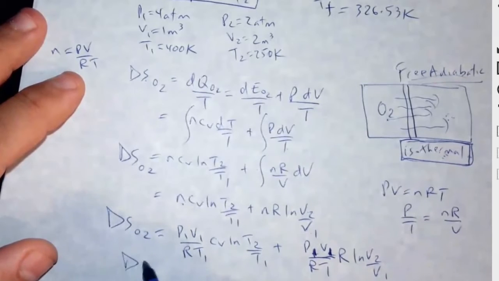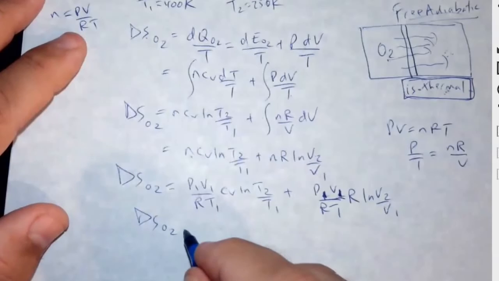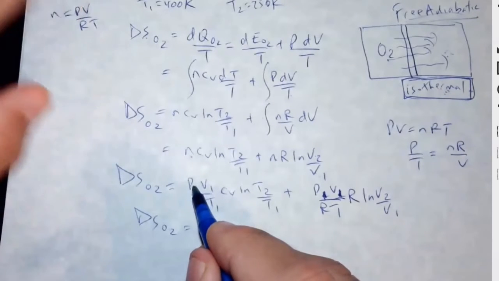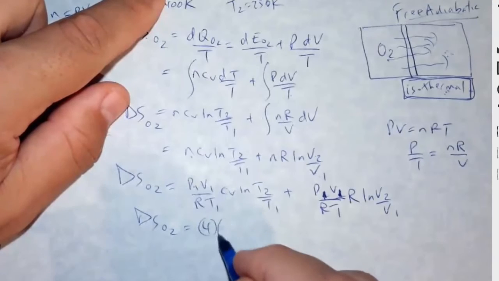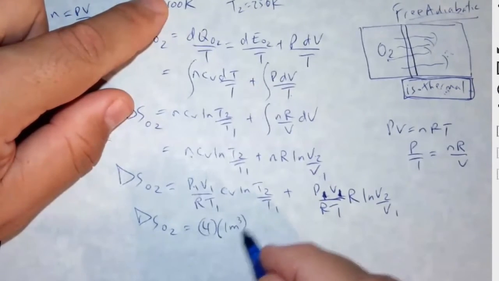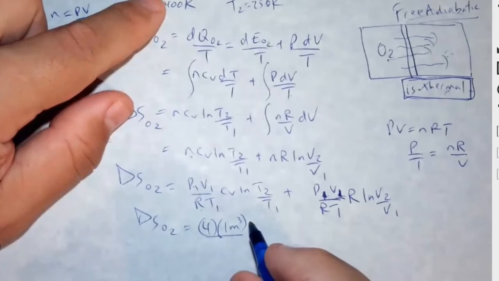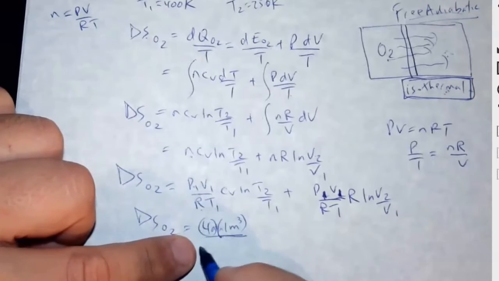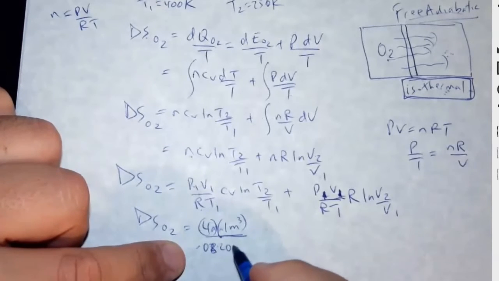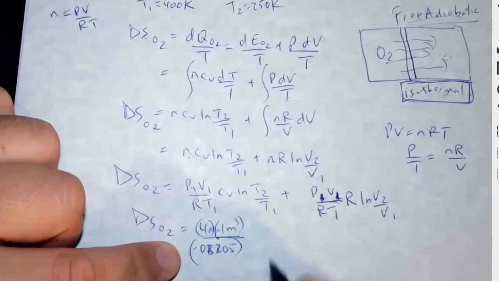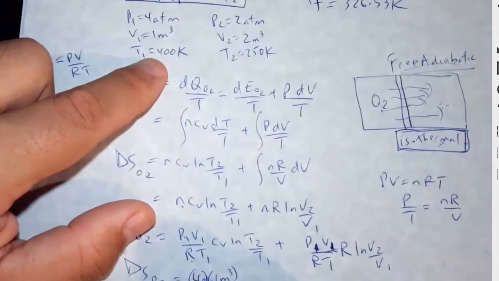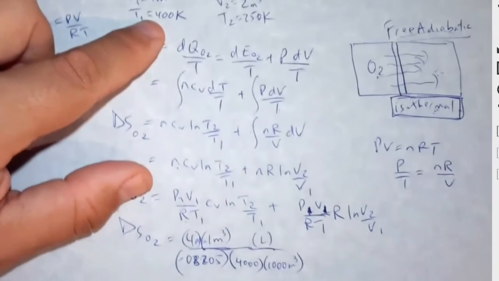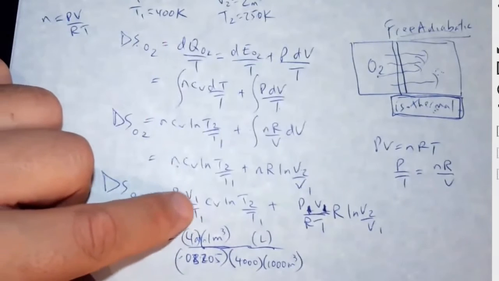Okay, so then the change in entropy of the oxygen: P1 is going to be 4 atmospheres, V1 is going to be 1 meter cubed, over what value of R should we use? This is atmospheres of 0.08205. And then the initial temperature is 400 Kelvin. And 1,000 meter cubed is 1 liter, right? So that's all of this.